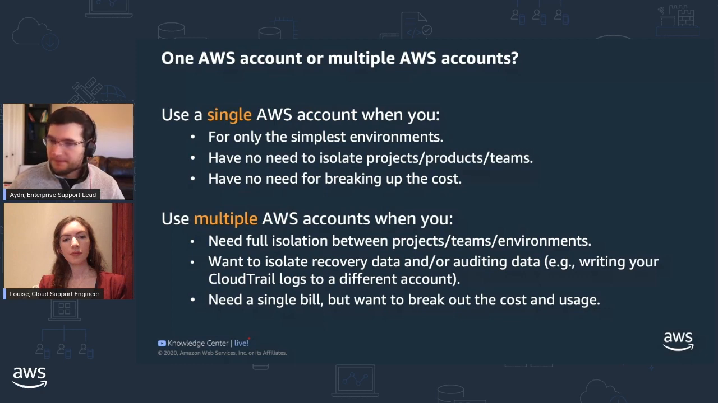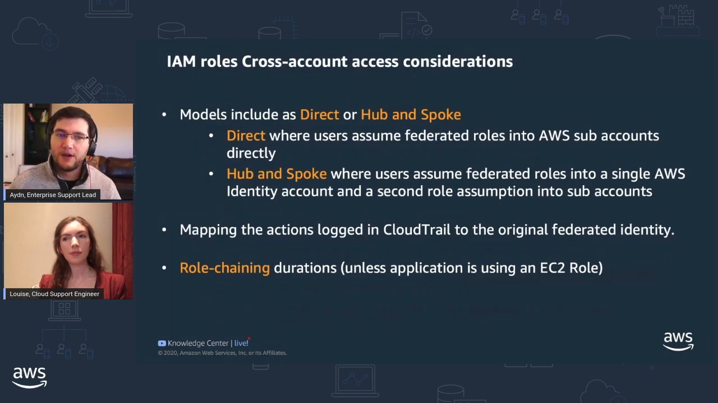So let's jump to the next slide here, and I'll talk about some cross-account access considerations. Let's say we have decided to go cross-account, and I use multiple accounts. There are two major models we see with respect to IAM roles and federation. The first is a direct model, and this is where you have your users directly assume roles into sub AWS accounts after being authenticated from an identity provider. And the second is a hub and spoke model, where you have a central identity account and users assume federated roles first into that identity account and then perform a second role assumption into sub accounts.